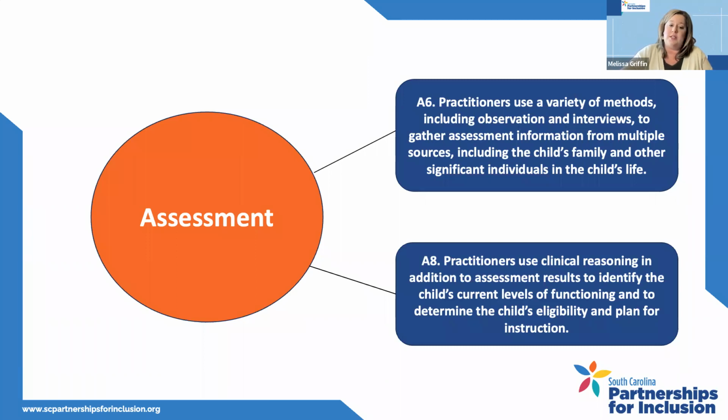So they weren't just looking at what showed up on the assessment. They were taking the information that was gathered from the EI, that was gathered from the OT, the PT, what the family had to say, and putting that all together in addition to their assessment results to make a determination and to determine a plan.